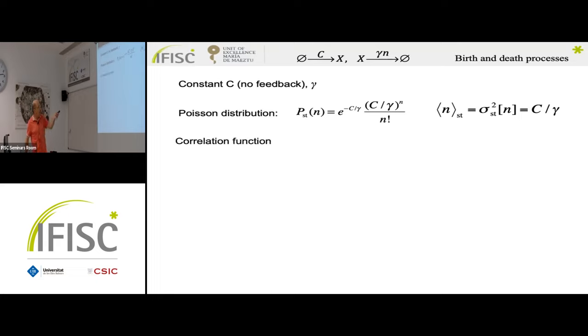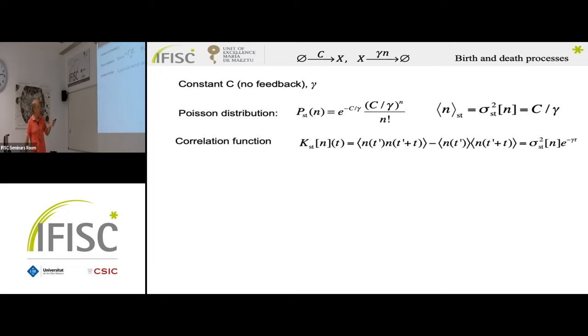The Poisson distribution is characterized by the mean value being equal to the variance. It is a signature. It's not an if and only if, but when you see that the mean value is equal to the fluctuation, Poisson, okay? Although it's not mathematically rigorous.